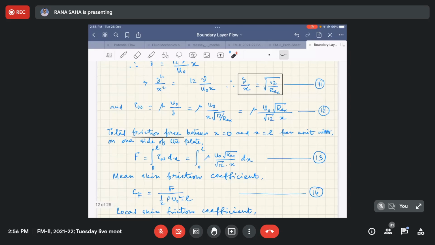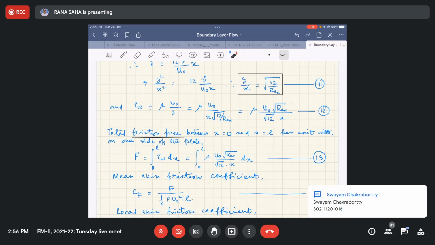So these also you can, for a length small l, if you now integrate over the length 0 to L, you get the force acting on unit depth, you can say. If it is a plate, so one dimension is L and the other dimension is considered to be 1, so that you get this friction force per unit depth, you can say.